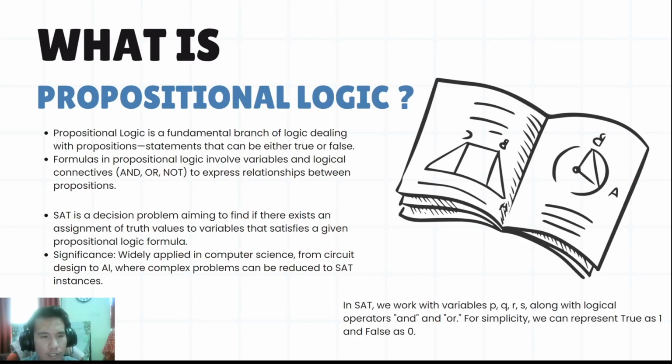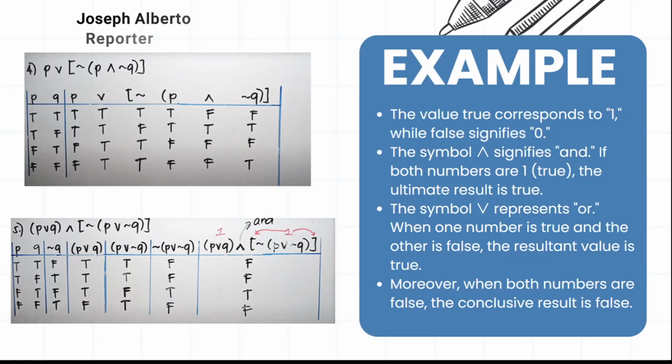Propositional logic is a fundamental branch of logic dealing with propositional statements that can be either true or false. It is widely applied in computer science, from circuit design to AI, where complex problems can be reduced to SAT instances. In SAT, we work with variables P, Q, R, and S, along with logical operators AND and OR. For simplicity, we can represent true as 1 and false as 0.